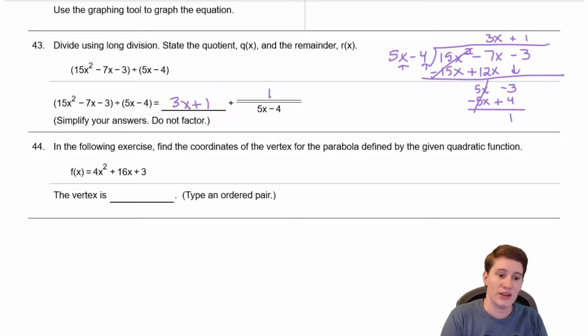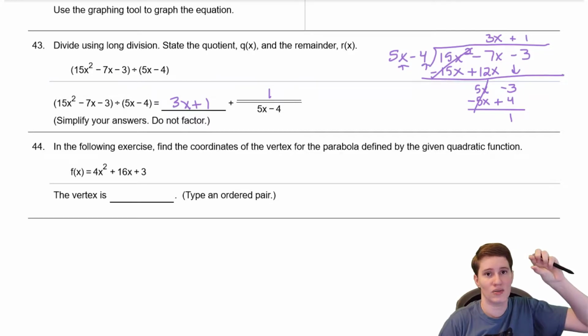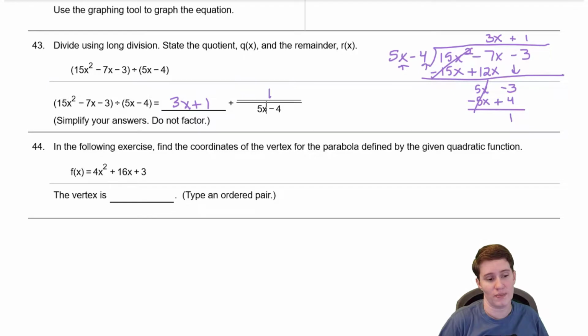In the following exercise, find the coordinates of the vertex of the parabola defined by the given quadratic function. There are two options here. One is, do you know the vertex formula off the top of your head? And two is, can you complete the square on this so that you will have put it into vertex form? Of those two things, I think it's easier just to attempt to have the vertex formula memorized. It's negative b over 2a. It happens to be the beginning of the quadratic formula and the bottom of the quadratic formula. So if you find negative b over 2a, that's going to give us the x part of the vertex, and then we just plug it in and get the y part.